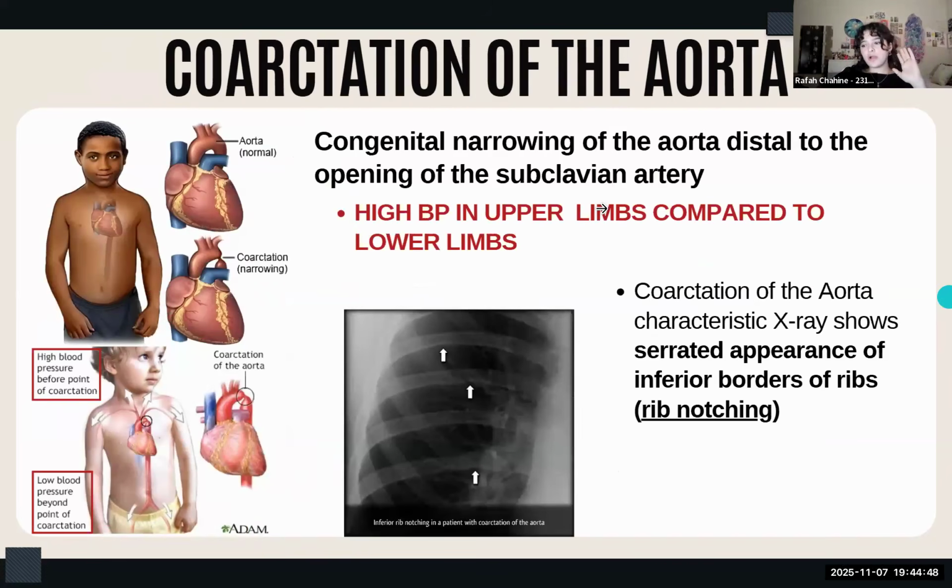Fine. Now we're going to talk about the coarctation of the aorta. Coarctation means narrowing, okay? When I say coarctation of anything, it's probably going to be narrowing. Coarctation of the aorta is congenital narrowing of the aorta. Keep this in mind. It is distal to the openings of the subclavian artery. It is distal to the main thoracic, to the main branches of the aorta.